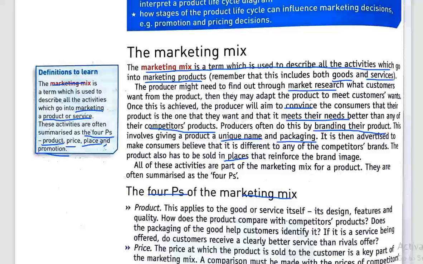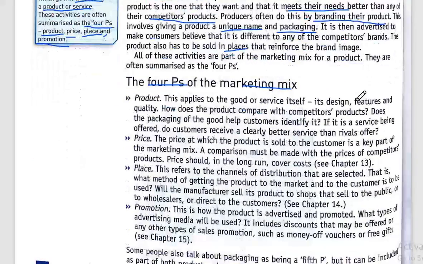So all these activities are part of the marketing mix, the 4 P's that we are going to discuss now, starting with the product. The 4 P's are product, price, place, and promotion. When I'm talking first in the marketing mix about the product, it applies to the good or service itself. So if I want to do this marketing process, I will focus on the product itself.